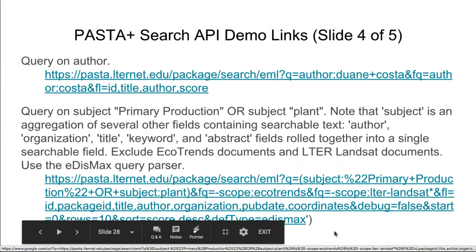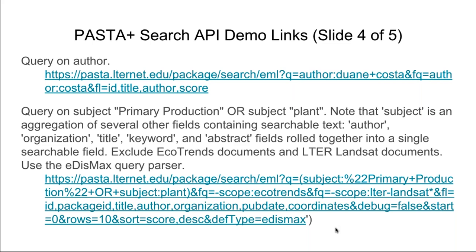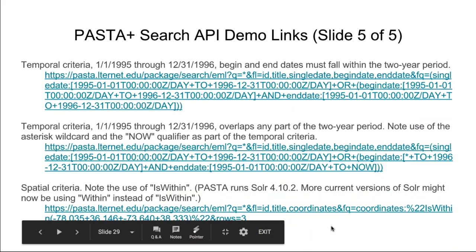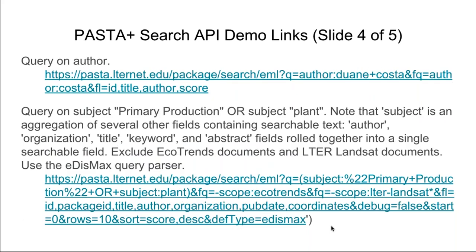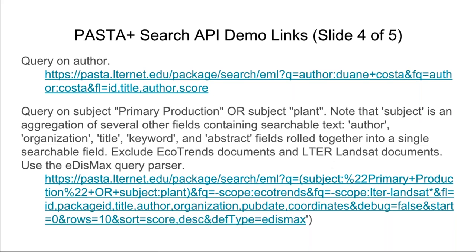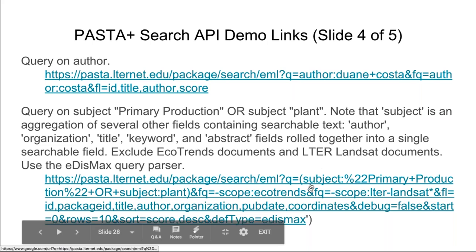Fairly complex one. We're asking for a subject of primary production with, once again, these URL encoded double quotes. This time we're using some and/or logic again, or subject plant. We're asking to exclude ecotrends and exclude scopes that start with LTER-Landsat star. So there's another like 15 or 20,000 LTER Landsat data packages that we might want to exclude. We're asking for a long list of fields. We're setting debug to false, which I don't think is really necessary to include, but it is an option. Starting at 0, rows equals 10, once more sorting by score descending, and we're explicitly asking for the EDISMAX query parser.